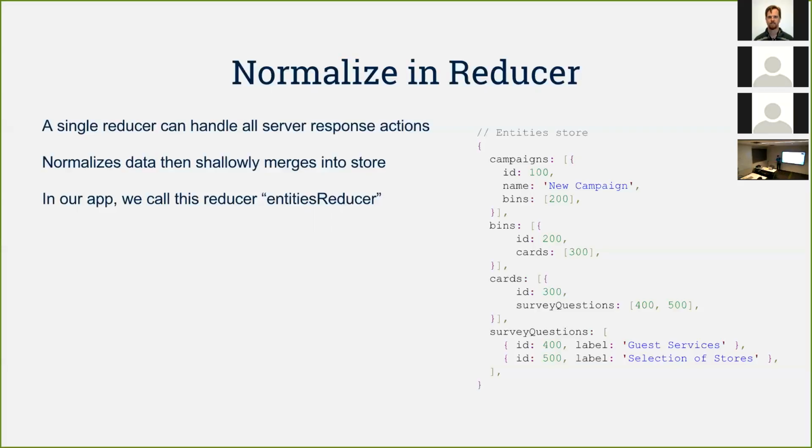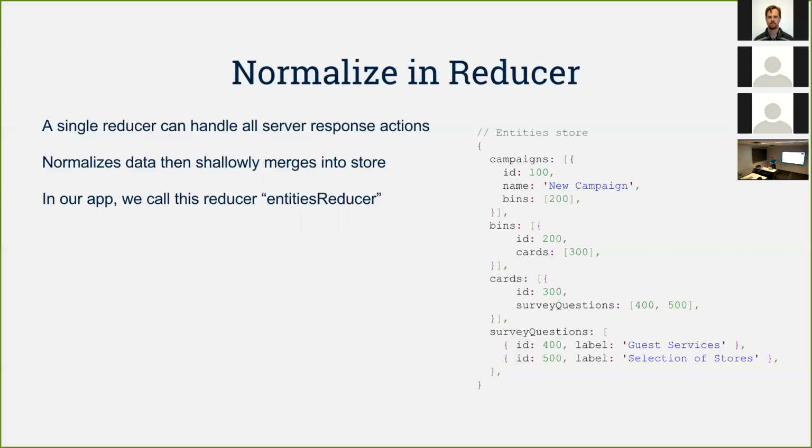So whenever the entities reducer learns about new data from the API, it just does a shallow merge of that data into the store, overwriting whatever else was there. So if there's an update to a survey question, for example, say we need to update the survey question with the ID 400, instead of trying to find it in all the different campaigns by looking through each of their bins, through each of their cards, we just need to update it in one place, which is at the top level of our entities store, which is where the survey questions live. And that's the only place that the survey questions data is in our front-end application.